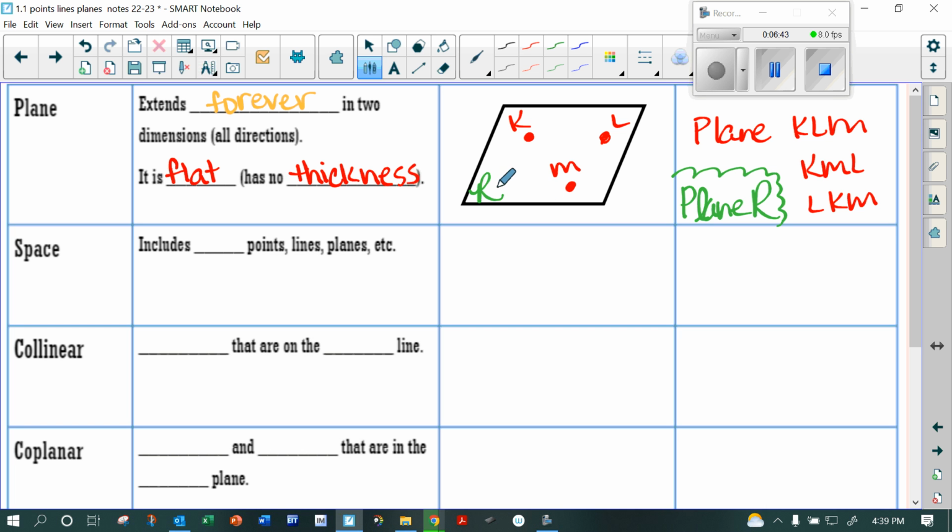This is not a point, okay? A point has to have a dot with it. So this is not a point. This is just a name. It's an abbreviation, okay?